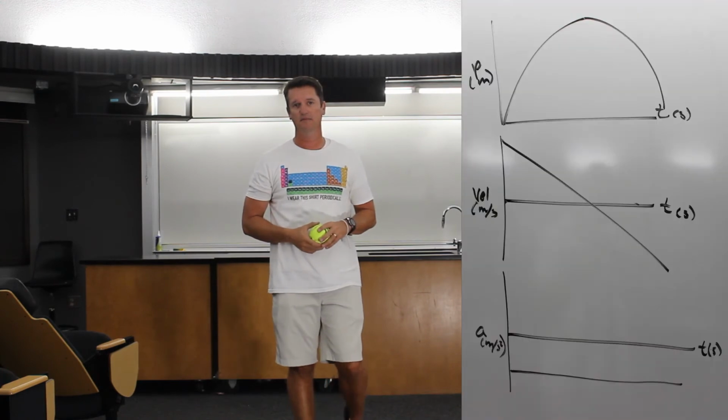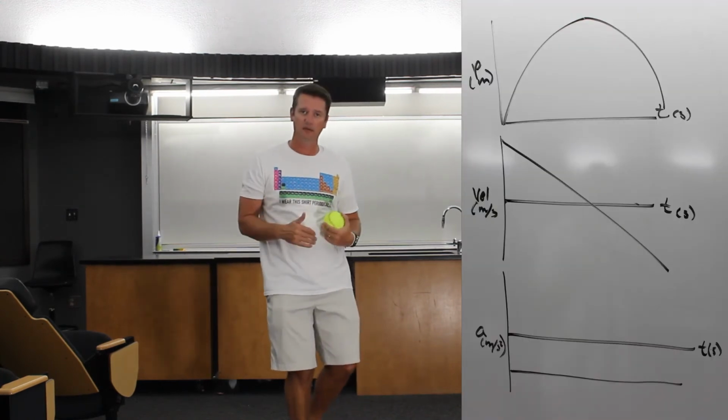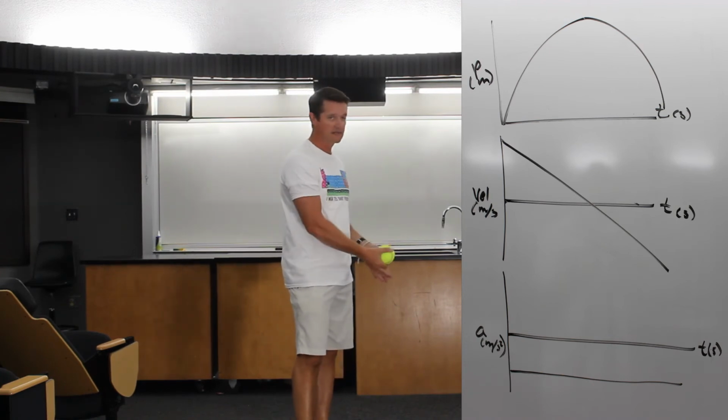The velocity versus time graph is going to have a positive velocity as it goes up, reach zero, and then have a negative velocity as it goes back down. The velocity versus time graph is going to look like this. So the slope of the velocity versus time graph gives us acceleration. So if we take the slope of this, it gives us acceleration.